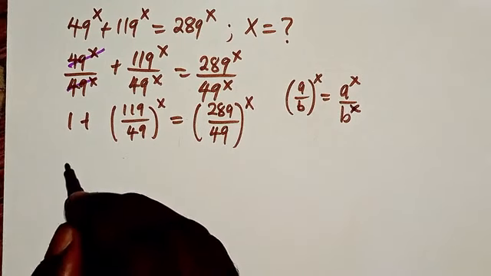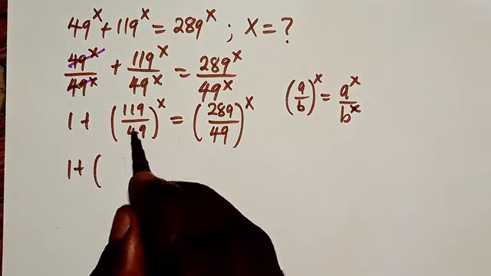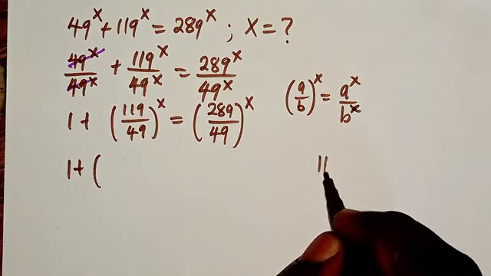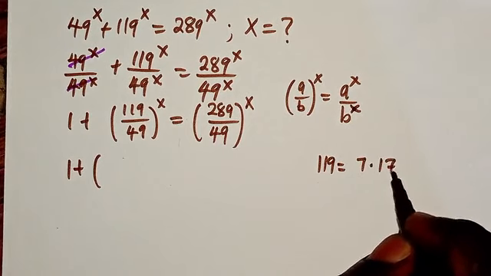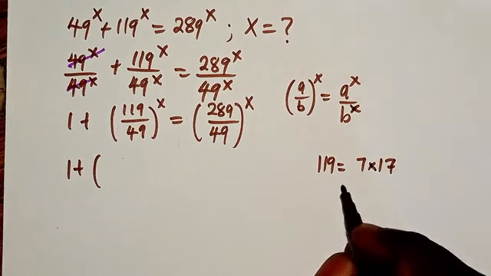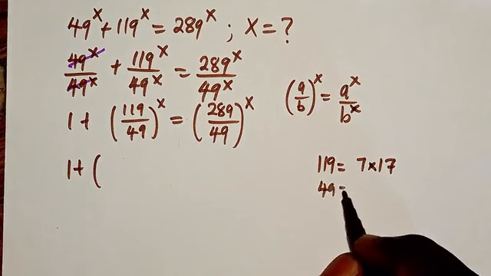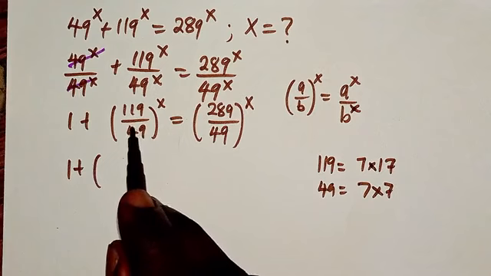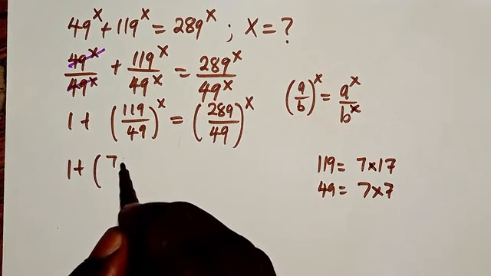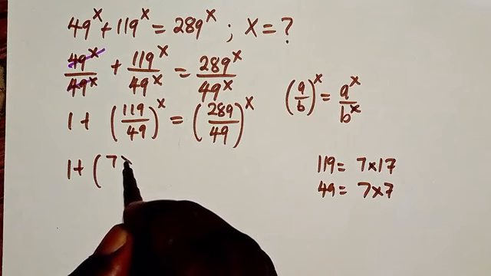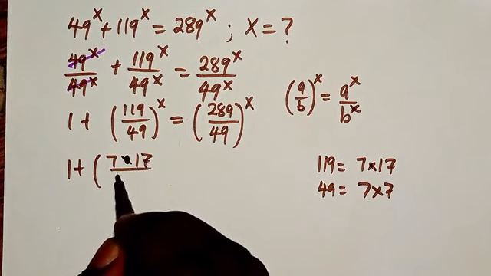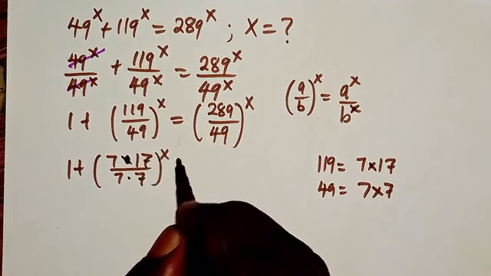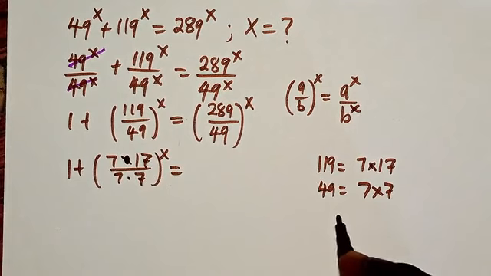So from there, the next thing we're going to do is reduce this one inside the parentheses. I'm going to have 1 plus. 119 can be split as 7 multiplied by 17, and we know that 49 can also be 7 multiplied by 7. So I'm going to use it here: 7 dot 17 divided by 7 dot 7 to the power x equals, so the same thing here, 289.